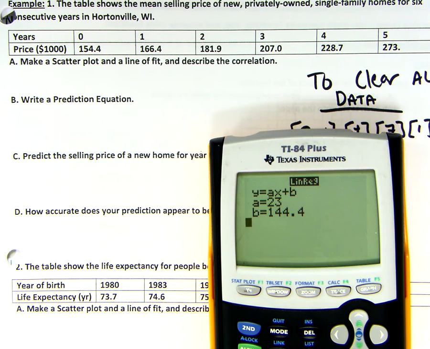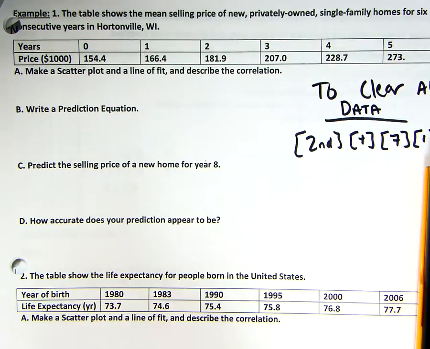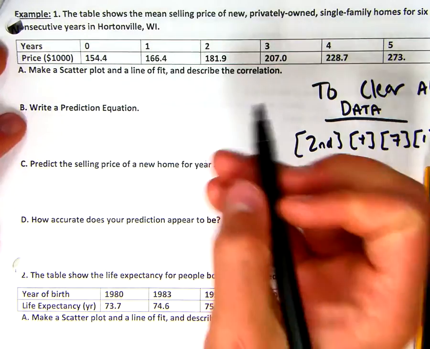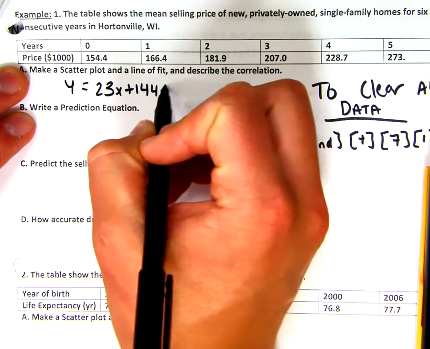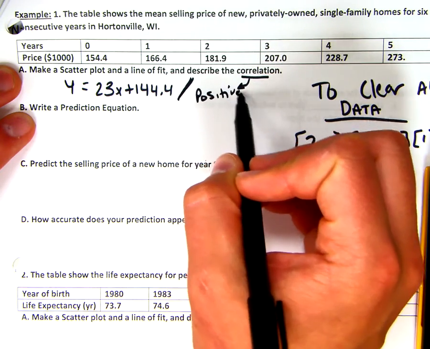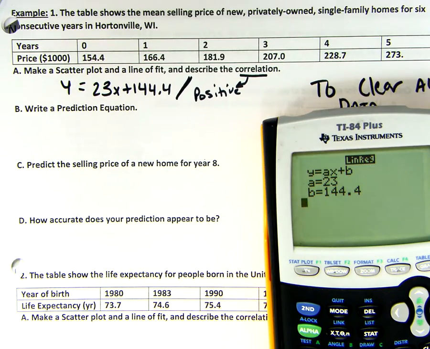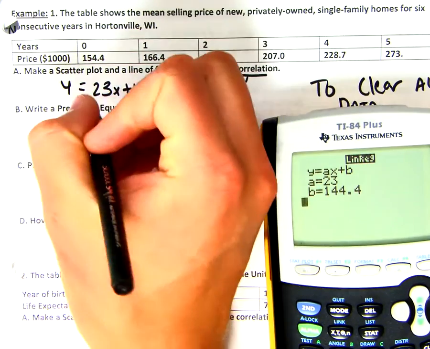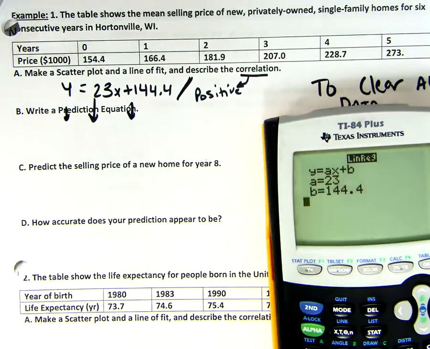Look at that. Perfect. So this is y equals ax plus b. That's our slope intercept form. Instead of using m, they use a. So you have a equals 23, and b equals 144.4. So our line of fit, if we're answering questions on here, is y equals 23x plus 144.4. And our correlation is positive. If you remember from looking at the graph, it was a positive looking data set. All right, this is also going to be our prediction equation. So just to let you know, all these parts are still going to be our prediction equation.